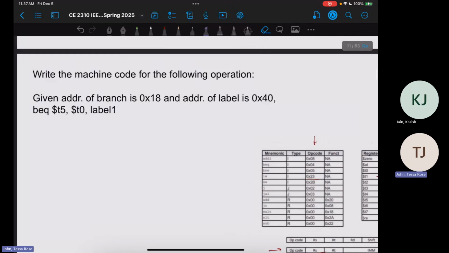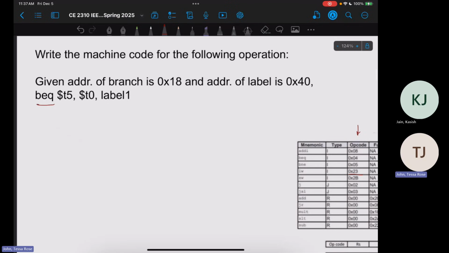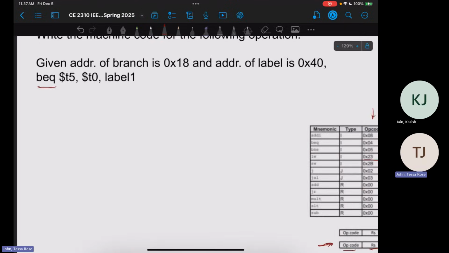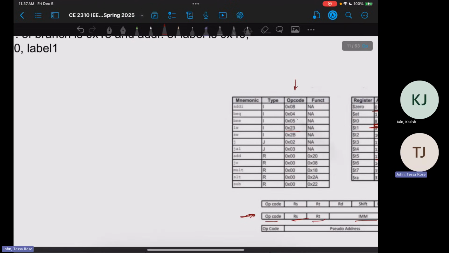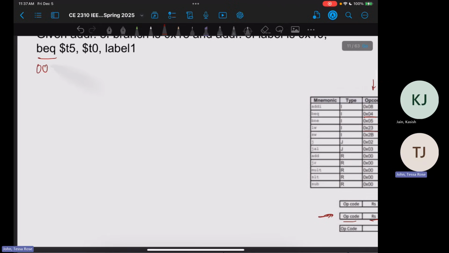Okay. I'll go over this one since we were just talking about it. So BEQ is branch equal to, and this is also an I type, so we have the RS, RT, and IMM. Again, you get the opcode, which is 4, so it should be 0, 0, 0, 1, 0, 0. This is the opcode.